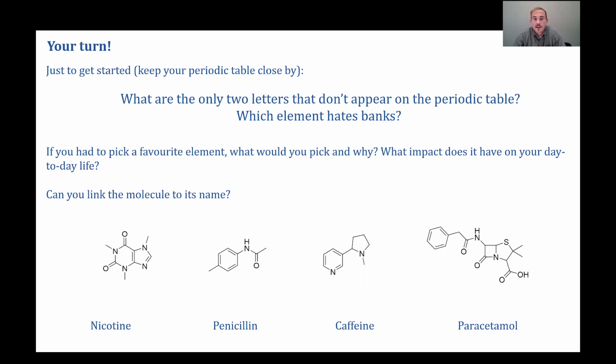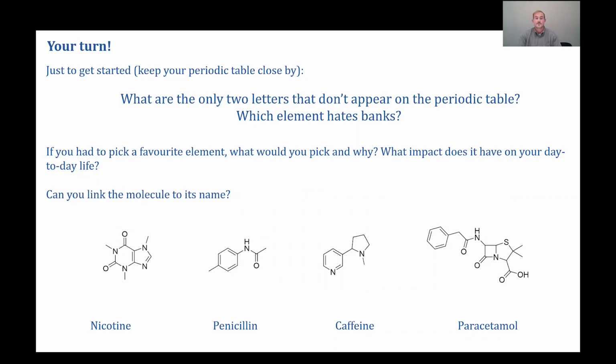In terms of a favorite element, you can discuss amongst yourselves, but I'll just say my favorite element is phosphorus. I'd pick that because it forms the backbone of DNA, so human life wouldn't be possible without phosphorus. In terms of impact in day-to-day life outside of DNA, it's in all kinds of foods and fertilizers, and I use it lots in the lab to try and make molecules.